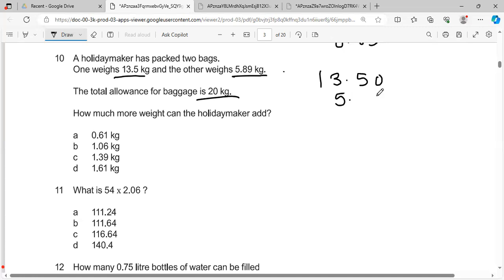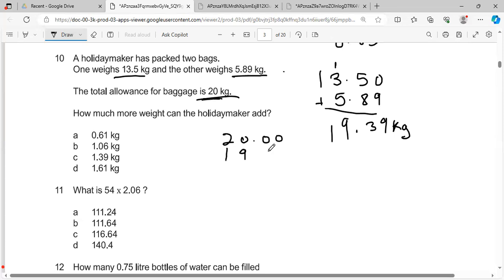So we know that decimal point should be under decimal point. So we add, this will give us the total weight, right? So that's 9, 8 and 5, that's 13. So that's 3, carry 1. 5 and 3, 8 and 1, 9. So we now have 19.39. This is the total weight for the two bags, right? And we have a limit, which is 20. So we cannot pass 20. So I would do that now and then take away 19.39 from 20. That makes sense. So I will know how much more I'm allowed.